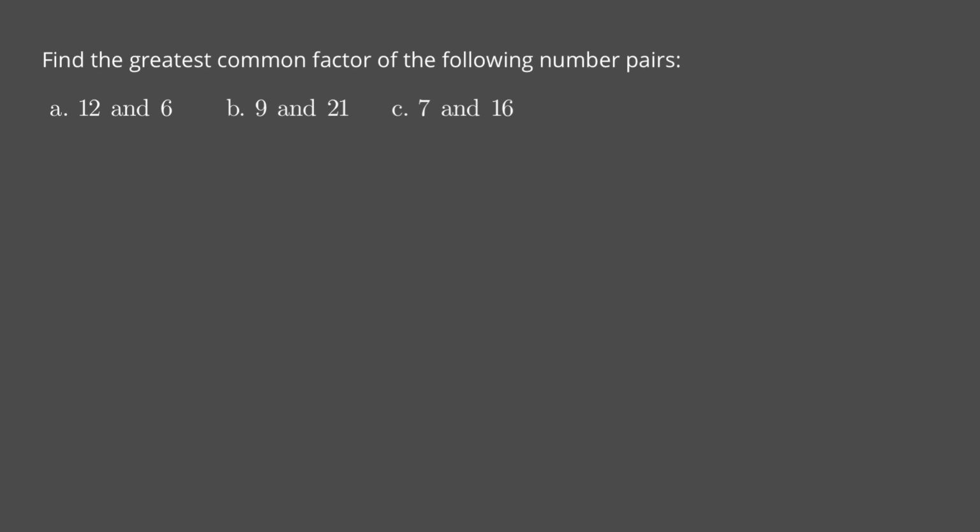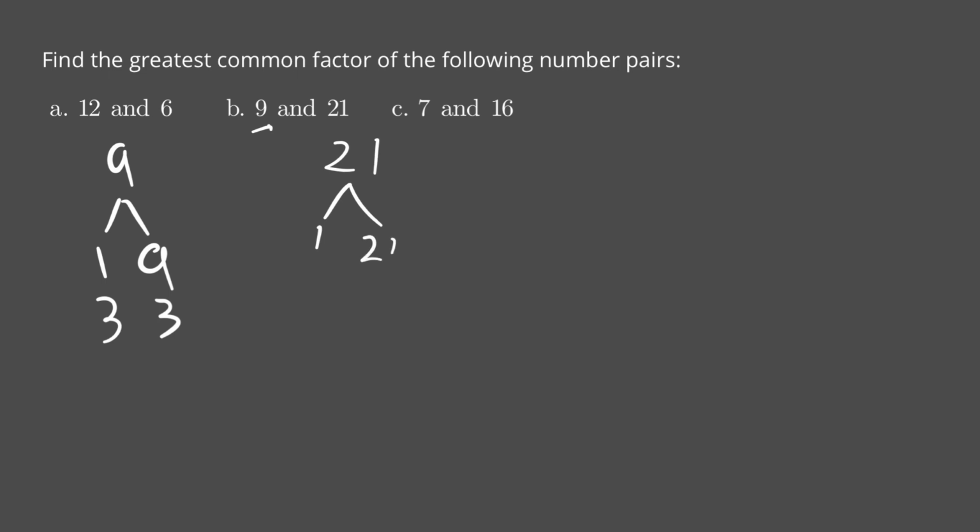To find the greatest common factor of 9 and 21, we simply repeat the process. Let's start with the smaller number 9. Its factors are 1 and 9 and 3 and 3. Now, of course, you don't have to write 3 both times, but we'll do that just for the sake of this example. And let's break down 21.